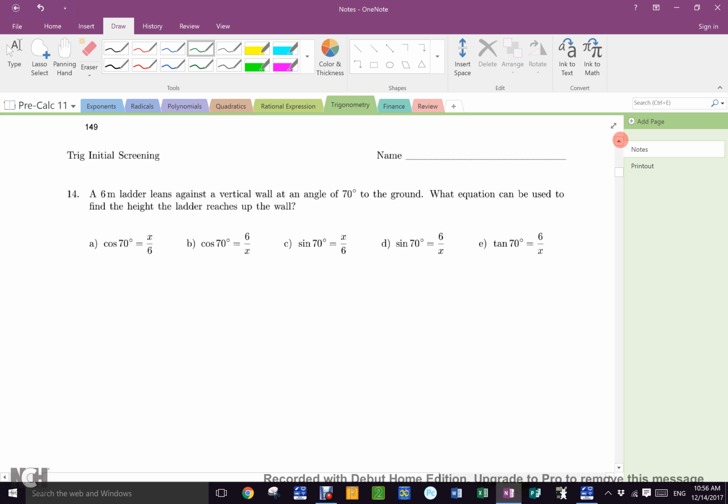Word problems. Incredibly easy trig word problems, by the way. So make sure you can do these ones.